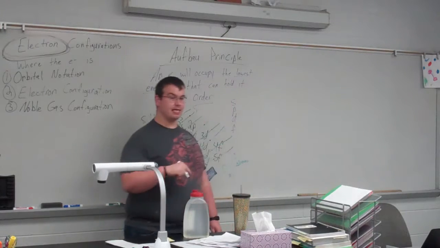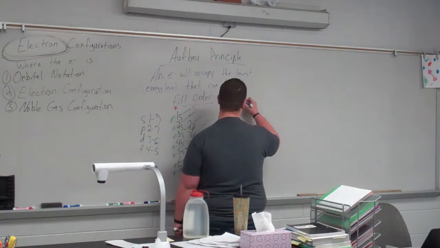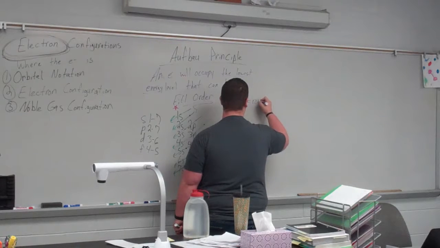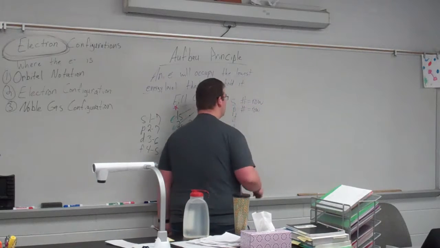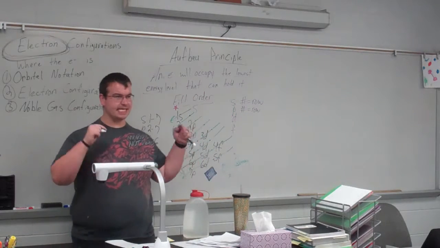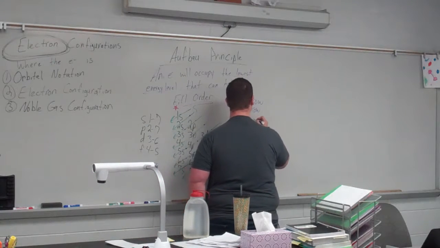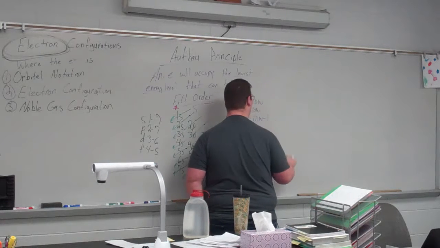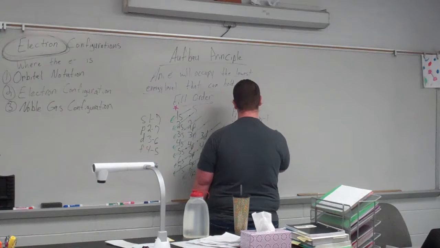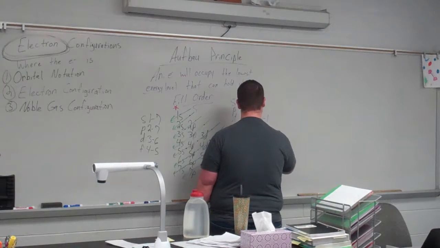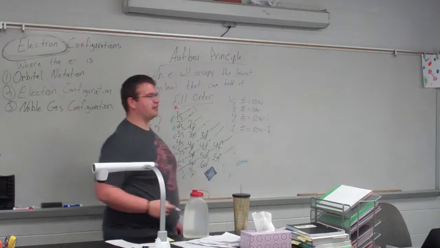For the S and P blocks, it's simple. For the S block, the number equals the row. And the same thing for the P. The number equals the row. But then you have a change. When you get to the D and F block, everything changes. D, the number, is equal to the row minus 1. And F, for the F block, the number is equal to the row minus 2. So that's the key whenever you're trying to find these out.